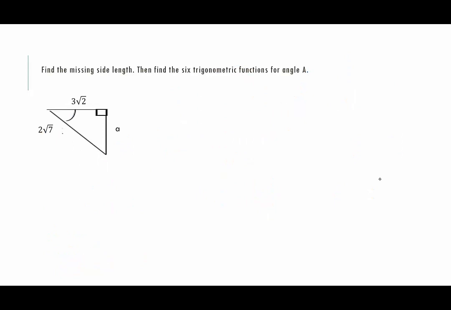Okay, how about this right triangle? So I always encourage you to pause the video and try this on your own, and then check back with me. The first thing we need to do is let's label where A is. So A is going to be over here in this corner.